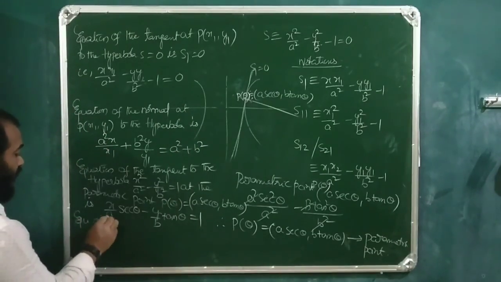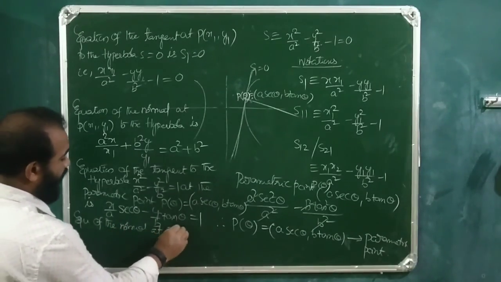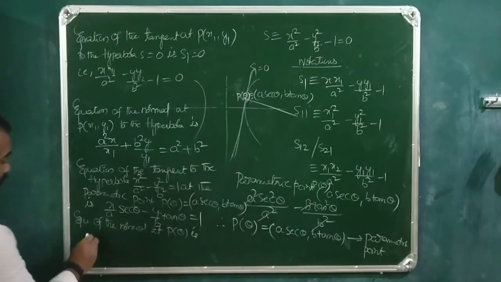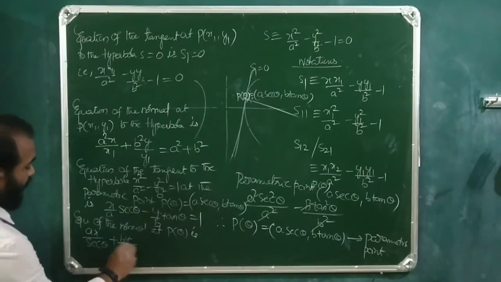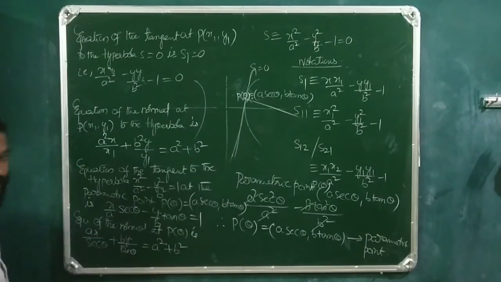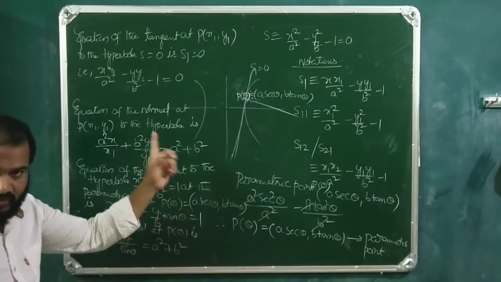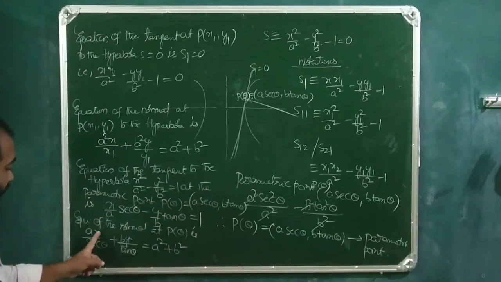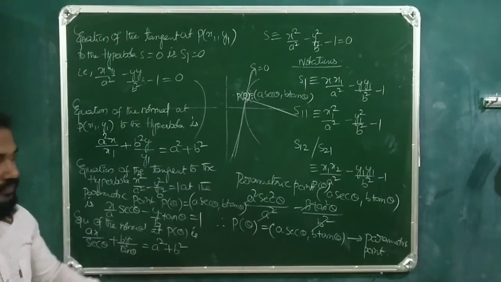Equation of the normal at the parametric point is ax by secant theta plus by by tan theta is equals to a square plus b square. Remember there, ax by cos theta minus by by sin theta is equals to a square minus b square earlier. Here ax by secant theta plus by by tan theta equals to a square plus b square.